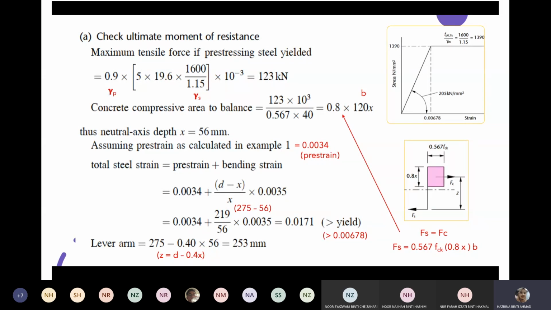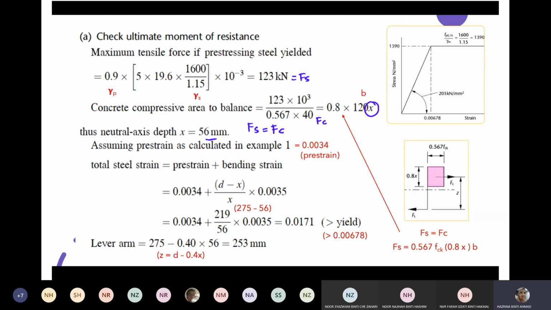So we are going to calculate this to determine the neutral axis depth. Similar to the previous example, we are going to use the basic equilibrium, Fs equals Fc. We have Fs, which has already been calculated on this top equation, then we also have this equation for Fc. We equalize these and we will get the value x, which is 56 millimeter.